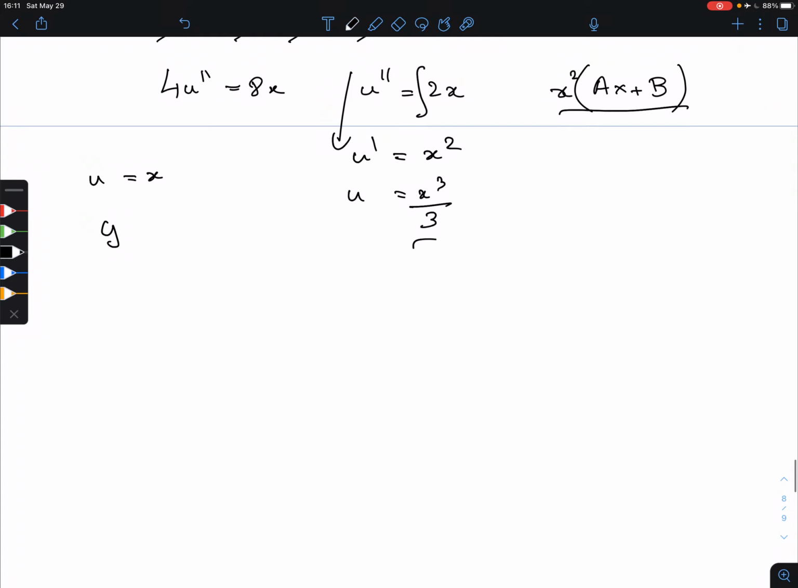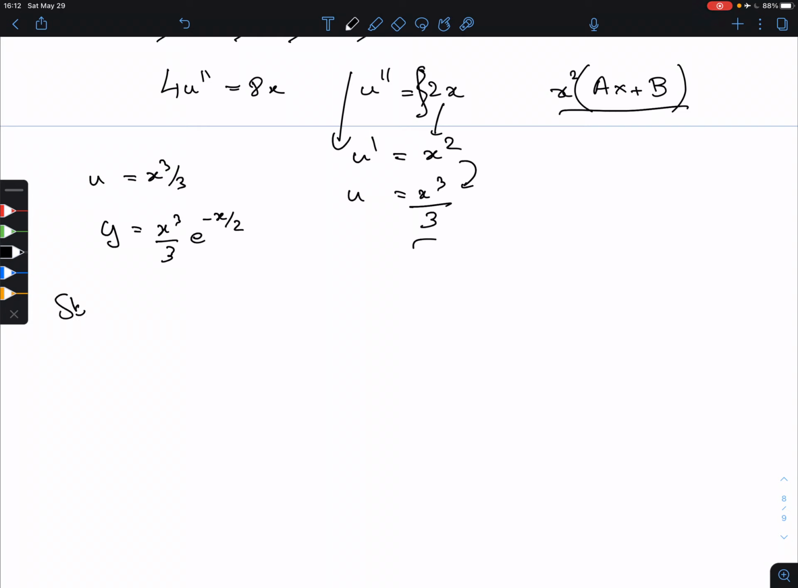I'm taking the antiderivative here. So this was the antiderivative, right? It was so simple that I didn't even write down the integral signs here. So this is x cubed over 3. So y is x cubed over 3 e to the minus x over 2. Don't forget there's an extra guy there, right?